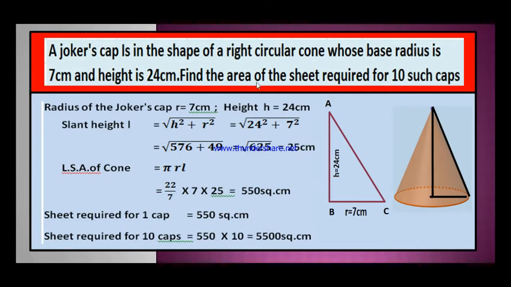Now how many caps do we require here? We need 10 caps. Therefore, let us multiply this area by 10, so the sheet required for 10 caps is equal to 550 into 10, which is 5500 square centimeters.